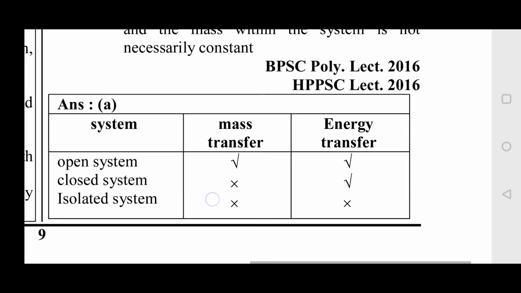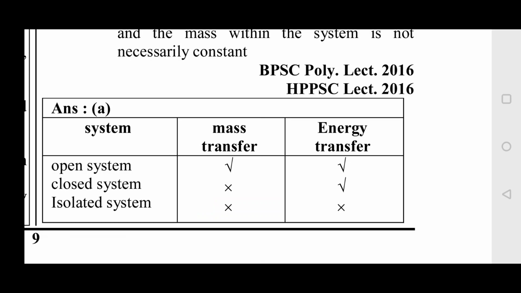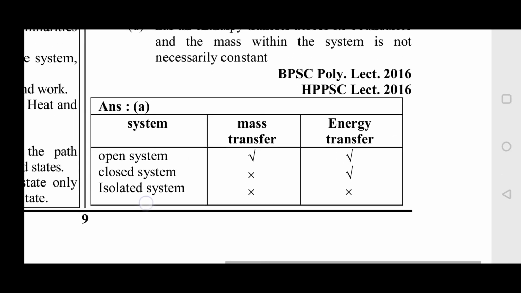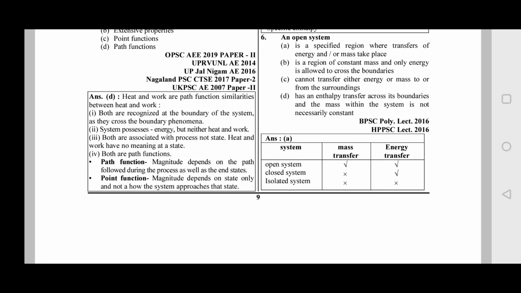So this is a shortcut method to remember all this. Open system, closed system, isolated system. Open system: mass transfer, energy transfer. Closed system: mass does not transfer and energy can transfer. Isolated system: both mass and energy are not transferring. So this is the isolated system, open system. Move to the next questions.